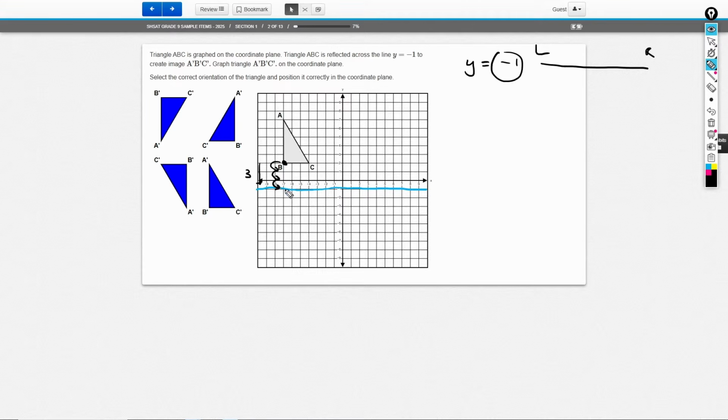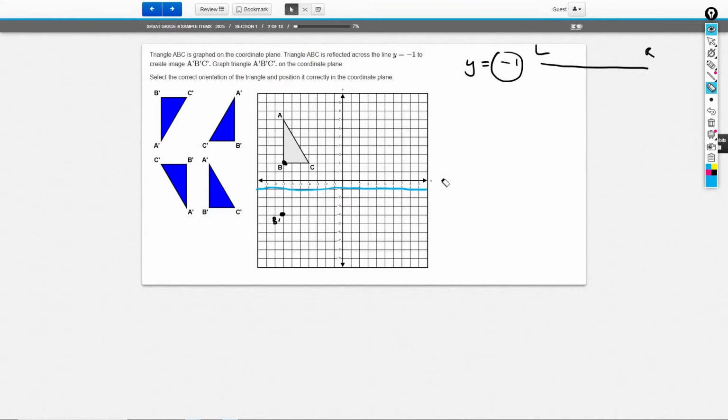So in order to go down to this line of reflection, we had to move 3 units down. So to get the reflected image, we just move 3 units further down from this line. So 3 units further down is 1, 2, and 3. So we know that B prime has to lie in this position, right? We went 3 units down to get to the line of reflection, and then we just keep going the same amount down. Okay, so B prime has to lie there. Okay, now let's do the same thing with the other points.